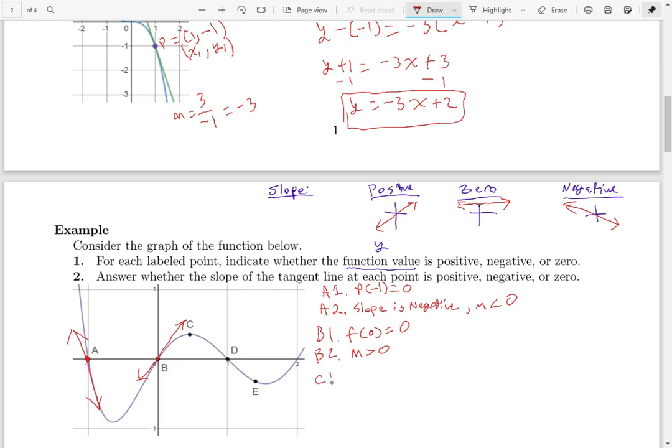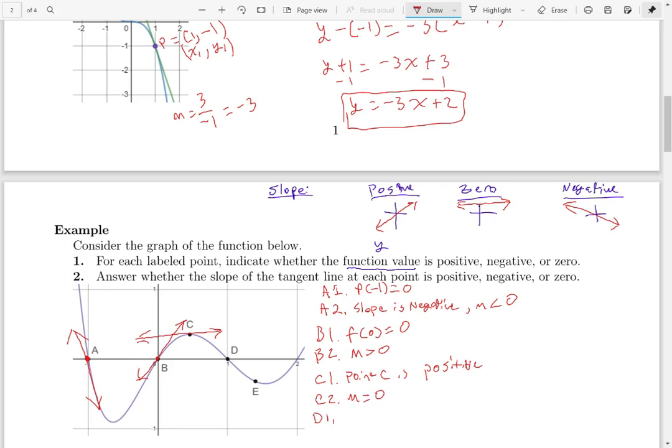Well then, how about C? Well, C1. What is the output? Well, specifically, that looks to be about a half. If I wanted to use the function notation, I could, but I'm also just going to say the point C is positive, because we can see that that C value is above 0, so must be positive. Then to find out about the tangent line, it kind of looks like if I made the tangent line, it would look like that. It would be flat. And so I'm going to say that the slope here is 0.